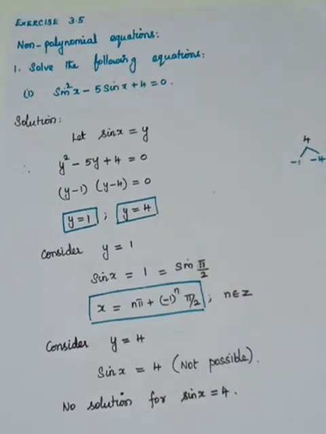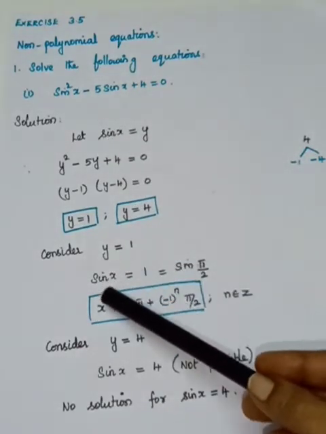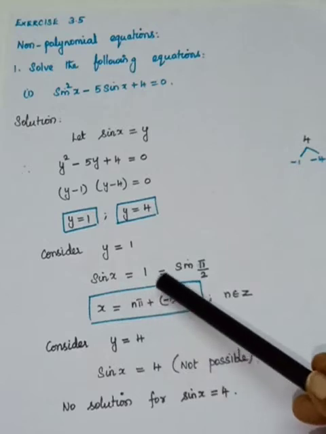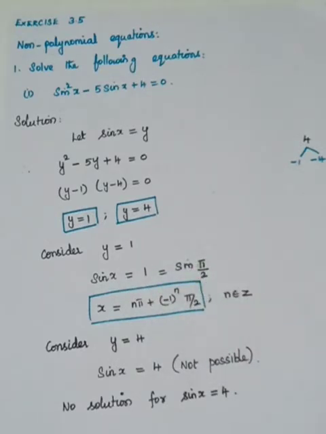You first consider y is equal to 1. What is y? Y we have taken as sin x. So in the place of y you have to substitute sin x. Sin x is equal to 1. The 1 can be written as sin pi by 2.